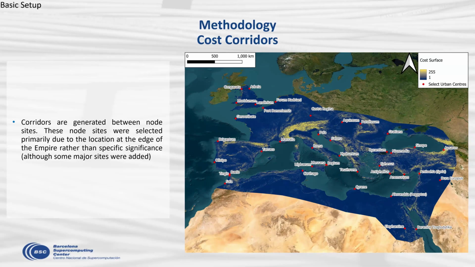So these are all sites along the edge. And then we've included some sites like Rome itself, obviously, as a node. And we generate corridors only between these sites. All the other urban centers, I think 1,500 in total, aren't in the model at all. We can just use them to get quantitative data.